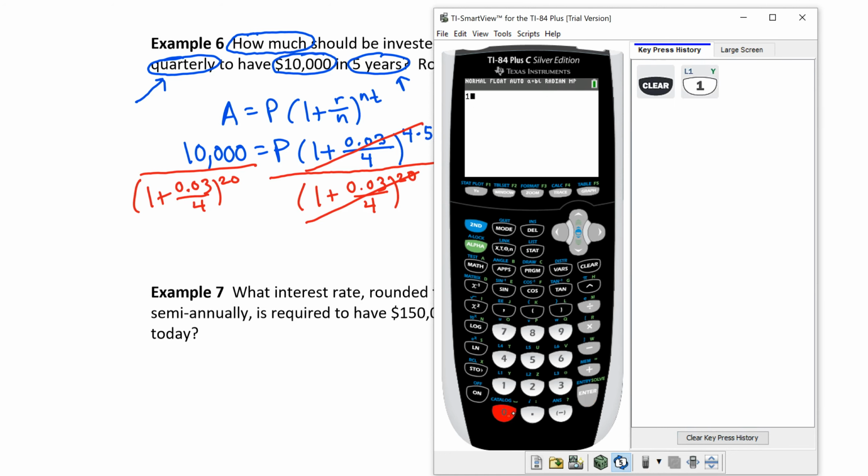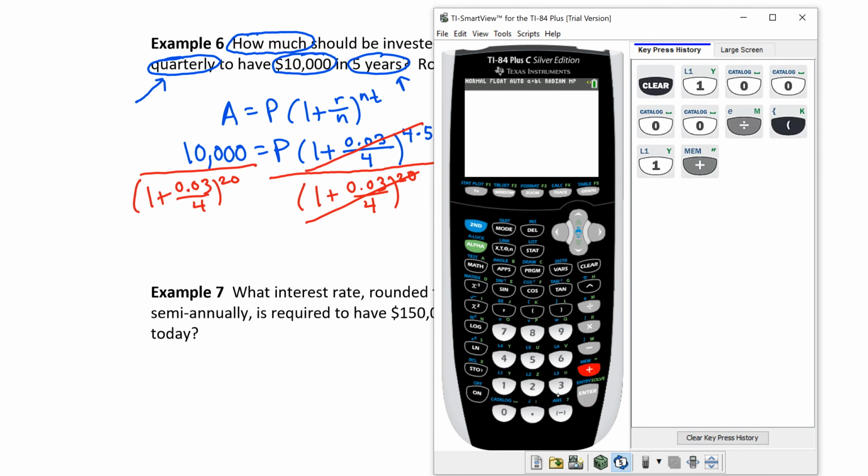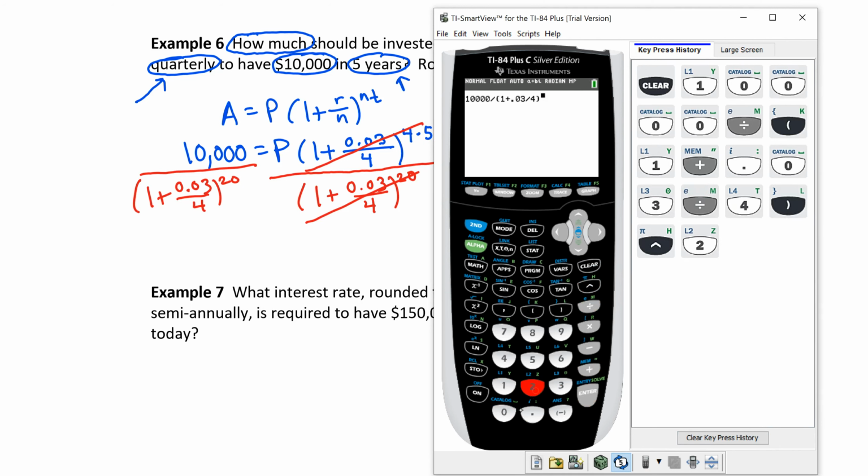We have 10,000 divided by, make sure you get your parentheses, 1 plus 0.03 divided by 4. Don't forget your exponent key. Type in our exponent, and our deposit now should be $8,611. And if we round to the nearest penny, that would be 90 cents. We're going to round 2 decimal places. So 8611.90.